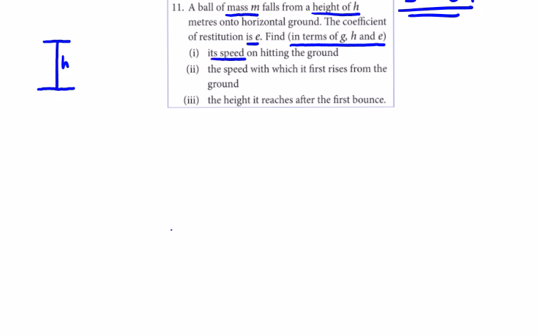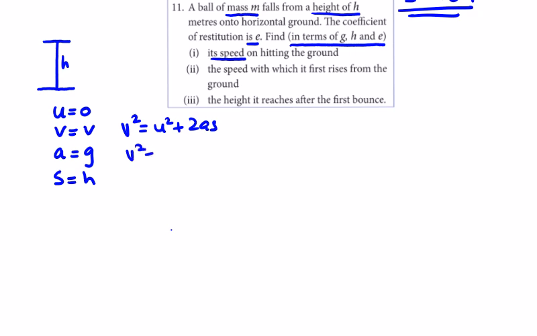So the speed upon hitting the ground. It's starting from rest. We're looking for speed. It's accelerating with the force of gravity, and the distance is h. So v squared is equal to u squared plus 2as. So we're going to have the speed being 0 squared plus 2gs. So we've seen this before, where v is the square root of 2gs.